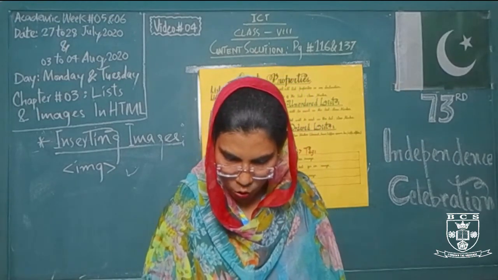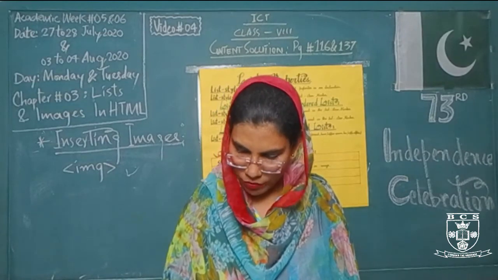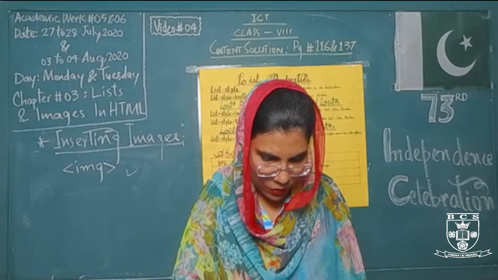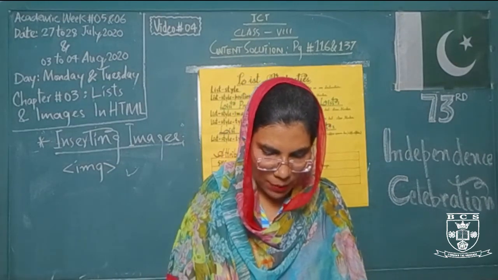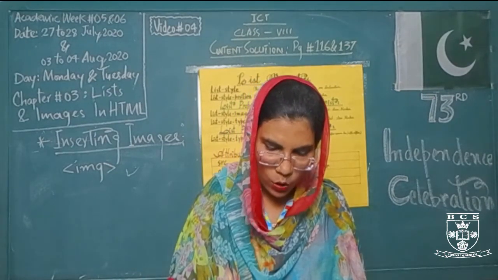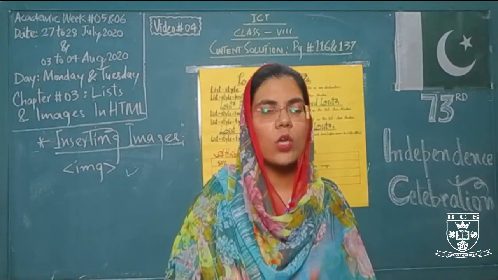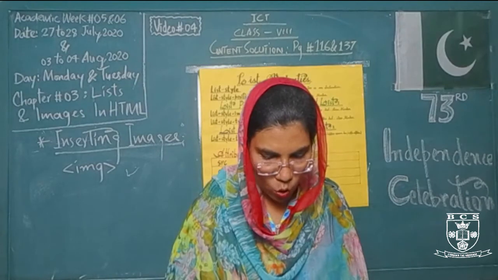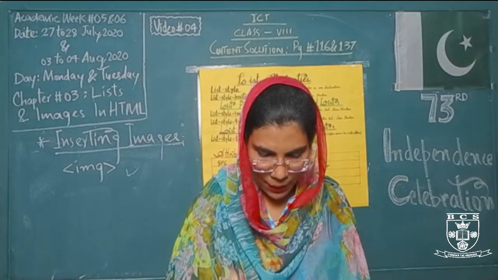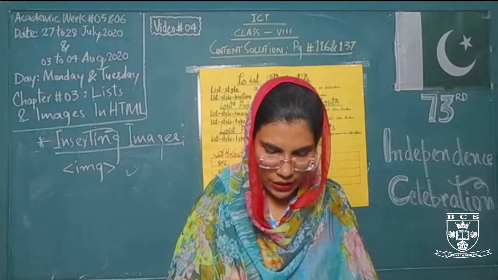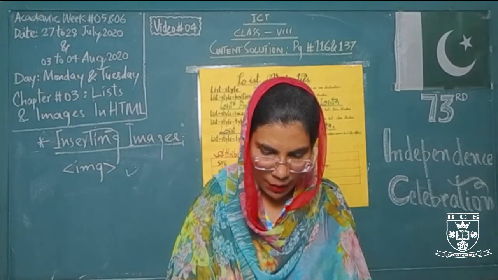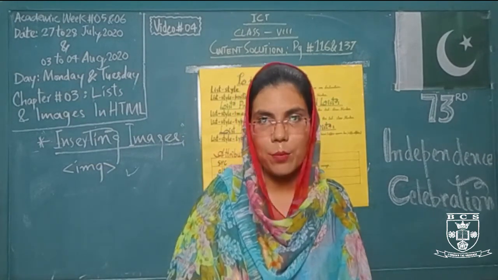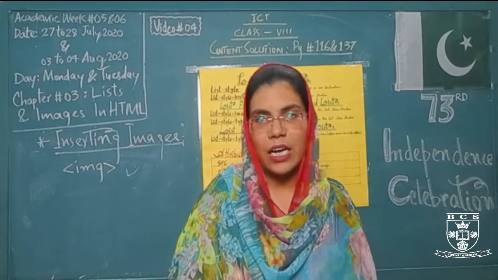For the third one: name the attribute of this tag used to specify the URL of an image. Explain with an example. The source attribute of the image tag is used to specify the URL of the image, meaning the source from where we are taking the image. For example, image source is A1.jpg, and this provides the URL of the image file named A1.jpg. The image that is saved in the computer with the name A1.jpg will be shown on your web page.